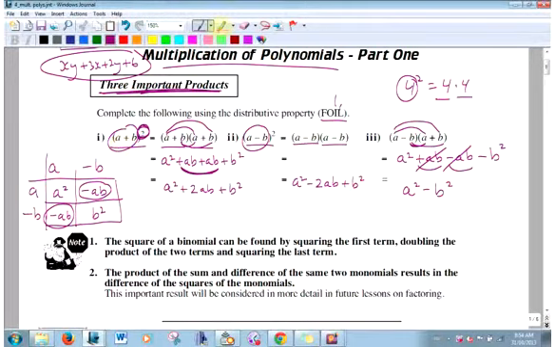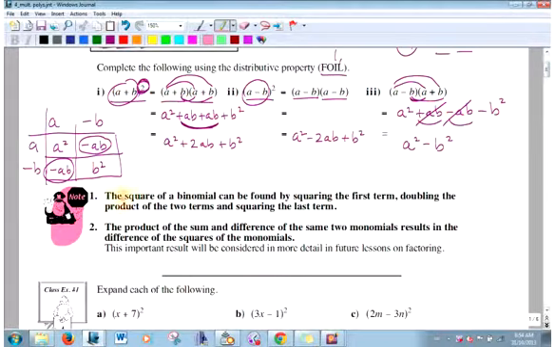We don't really need to know what they're saying here, okay? But let's just say it. The square of a binomial, that's this, a binomial squared, can be found by squaring the first term, okay? There's the first term, let's square it. Doubling the product of the 2 terms. What's the product of AB? AB. If I double it, I get 2AB, and squaring the last term.